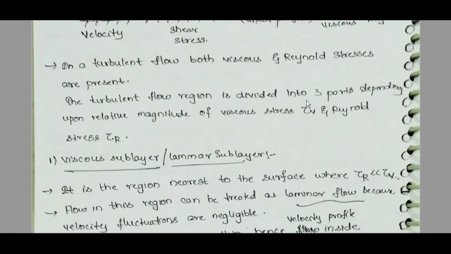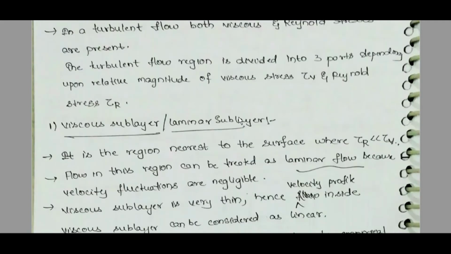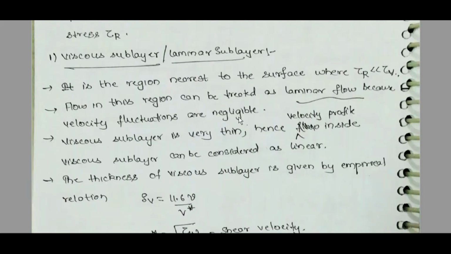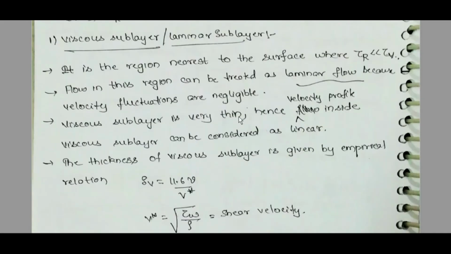In a turbulent flow, both viscous and Reynolds stresses are present. The turbulent flow region is divided into three parts depending upon relative magnitude of viscous stress tau v and Reynolds stress tau r. Viscous sublayer or laminar sublayer is the region nearest to the surface where tau r is less than tau v. Flow in this region can be treated as laminar flow because velocity fluctuations are negligible. Viscous sublayer is very thin, hence velocity profile inside viscous sublayer can be considered as linear.